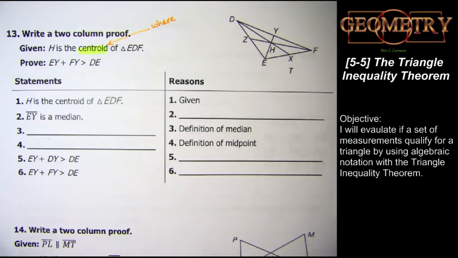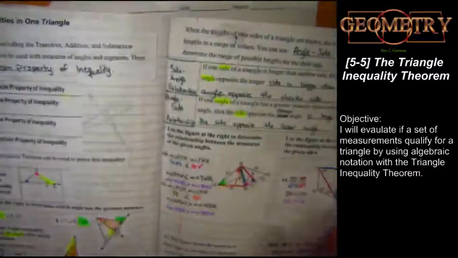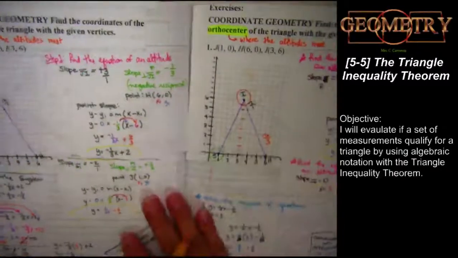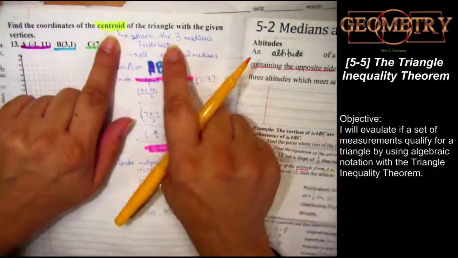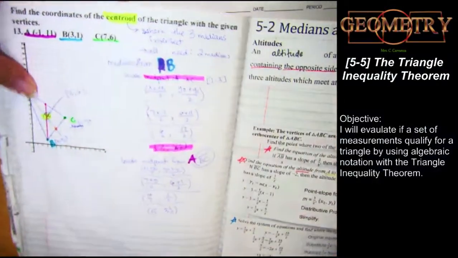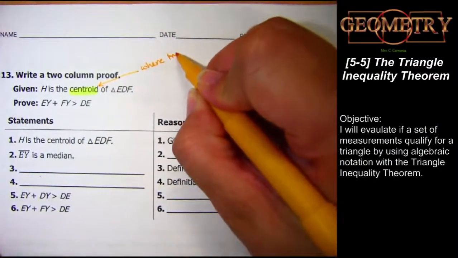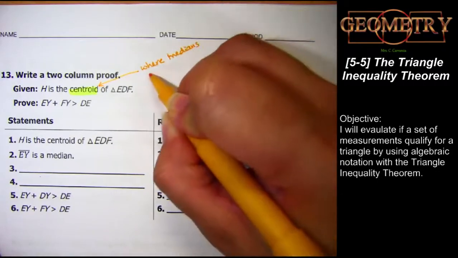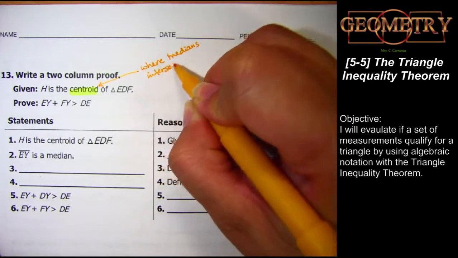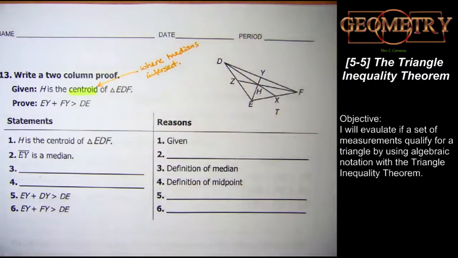Medians. Absolutely right. If you don't remember which one, here's my recommendation. You're in your notes, and just start flipping through until you see centroid, where three medians intersect. Very nice. You're absolutely right. Okay. So back to here, where medians intersect. Is this dark yellow okay for you to read? It's not too bright? Okay, good.